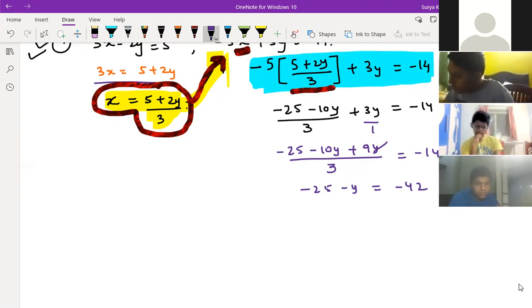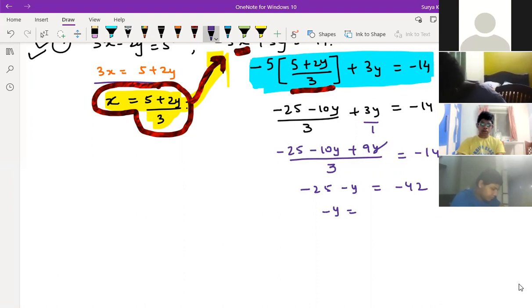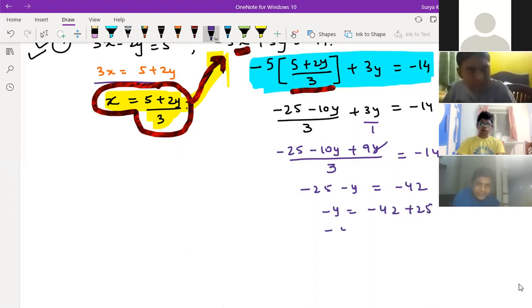What happened, Sai Charan? Then minus y is equal to minus 42 plus 25, right? Yes. So minus y is equal to what you get, children? Minus 17. So y is equal to 17.